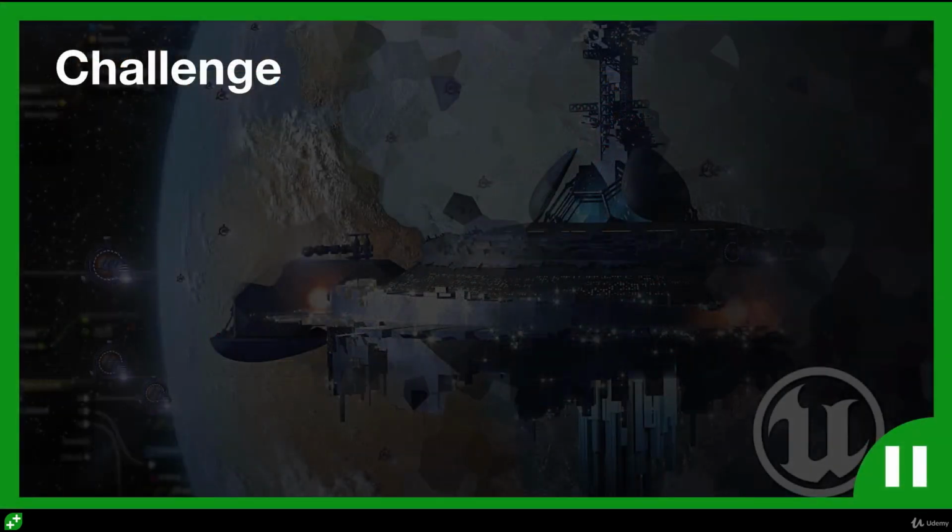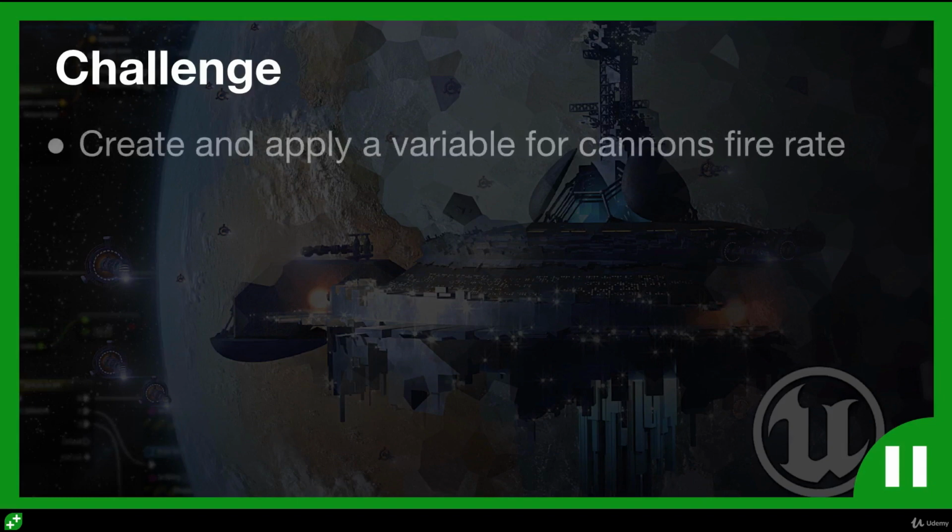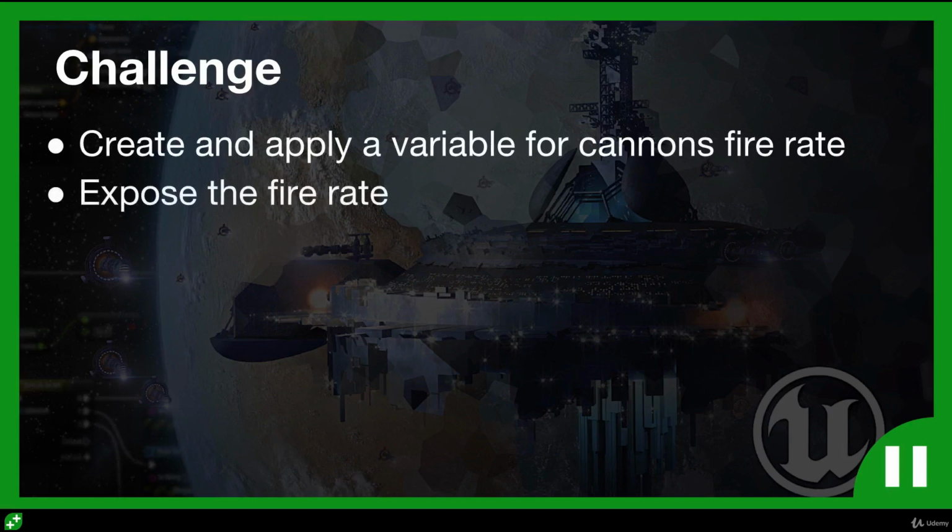Right now I want you to attempt exposing your own blueprint variable. The delay function that we've used in our cannon actor represents the fire rate for the cannon. So I want you to create and apply a variable for the cannon's fire rate, and I also want you to expose this variable. So pause here, create and expose your variable, and then once you've done this, come back and resume the lesson.